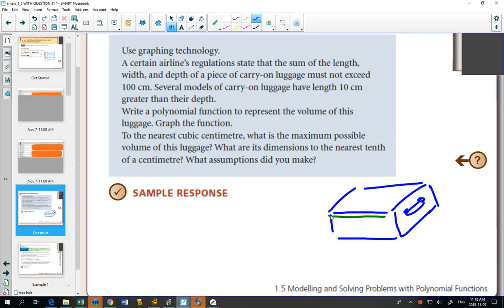Okay. Now, it says that several carry-on luggages have a length of 10 centimeters greater than their depth. So what we have here is we have to introduce a variable because we don't know what the depth is. So we can say that this could be x, and then this side has to be x plus 10.